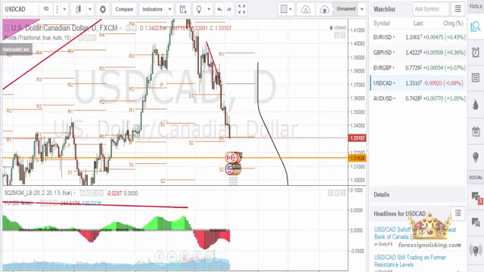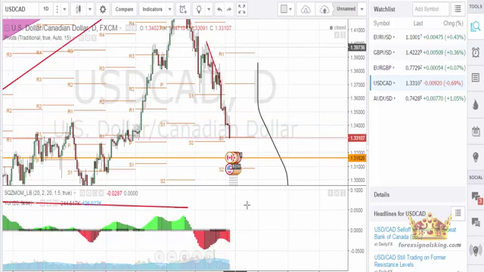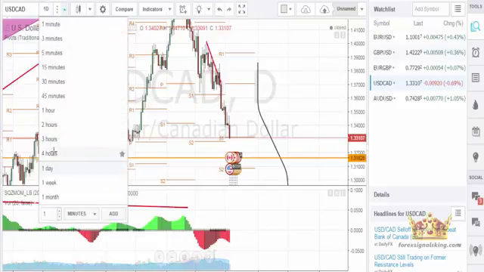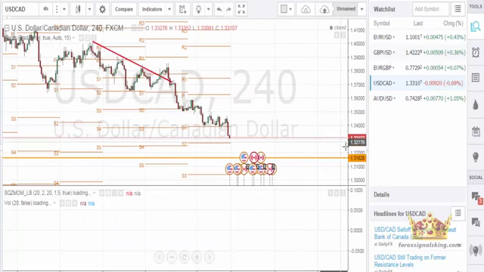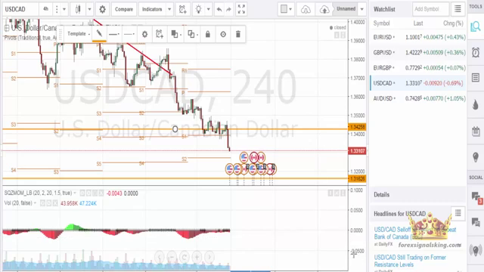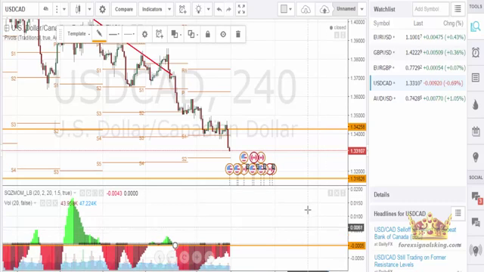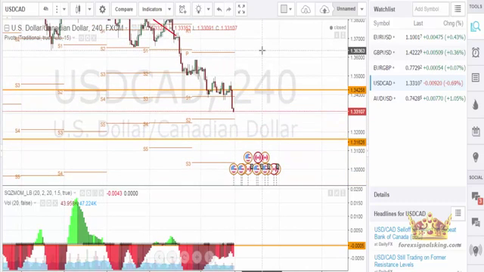This could have been our first target. This one's second target, but it already crossed it. It already has gone through it. So this is our target right now. Let's dig deeper to the 4-hour time chart. You can see there is a strong downward trend going all the way down. Even on the squeezed awesome oscillator it's going down. So as you can see, the trend is going down.